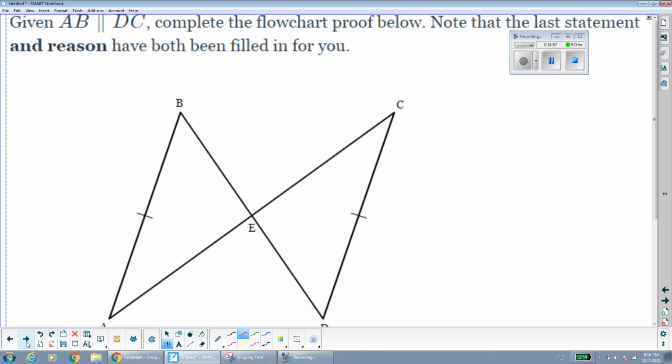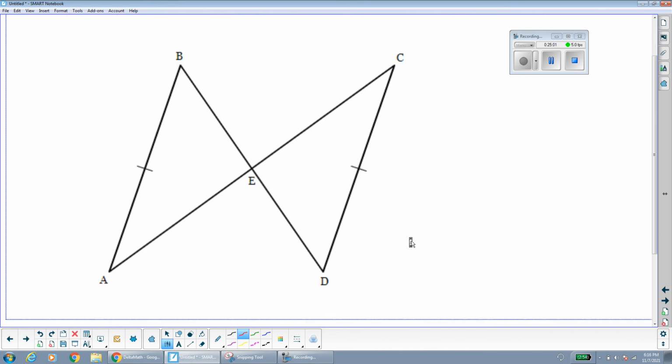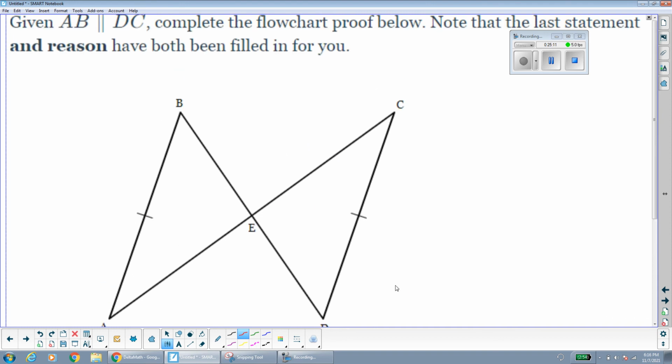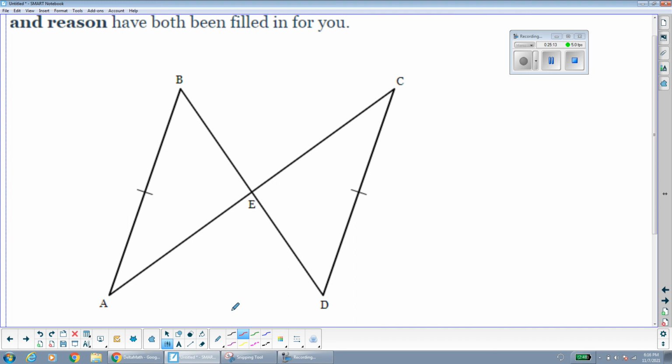So the next one says that AB is parallel to DC, and that's all we got. So let's think about what we're going to do here. Oh, we also have that AB and DC are congruent to each other. I see that drawn in here. Let me mark that AB and DC are also parallel so we can see that. So they're congruent and parallel according to our given information.